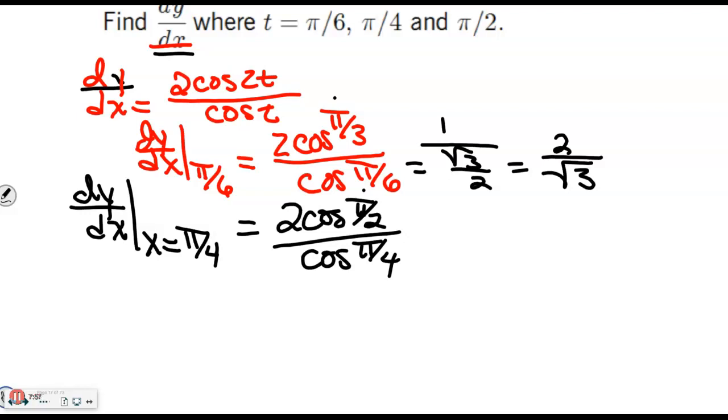What's cosine pi halves? 0. Yeah, and I doubled the pi fourths to get the pi halves. So this is 0 over, I don't care because it's non-zero. It's root 2 over 2. So we have to remember from Calc 1, what does it mean when you have a derivative that's 0? What's going to happen on my curve at that place? What do you think?